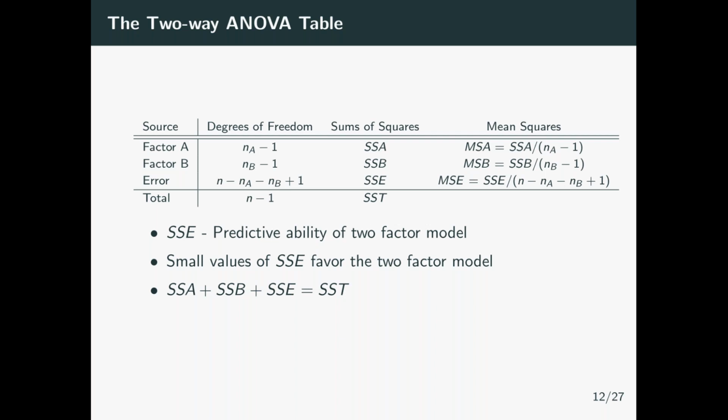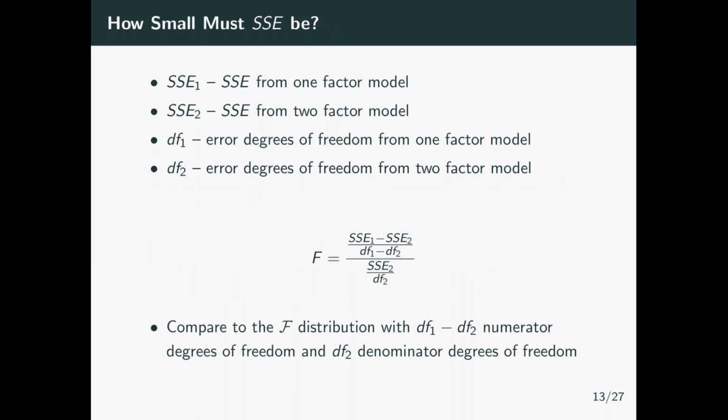In the two-way ANOVA table, again, we have our third column, which is the mean squares, or the sums of squares divided by the degrees of freedom. All right, so once again, smaller sums of squared error would support the two-factor model over the one-factor model. But how small must the sums of squared error for the two-factor ANOVA be before we would choose the two-factor model over the one-factor model? And again, you have to talk about large or small in relative terms. And the relative terms is relative to the sums of squared error for the one-factor model.